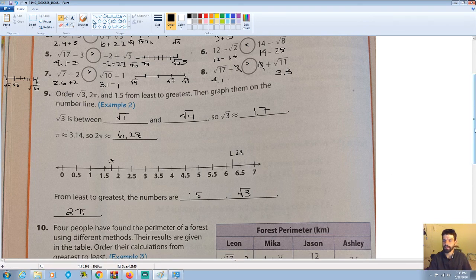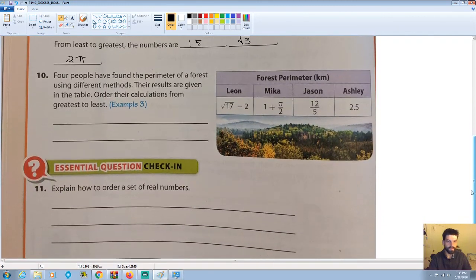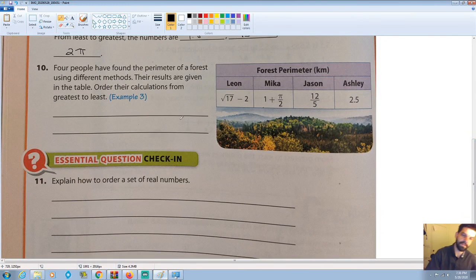Okay, let's look at number 10 here. 4 people have found the perimeter of a forest using different methods. Their results are given in the table. Order their calculations from greatest to least.